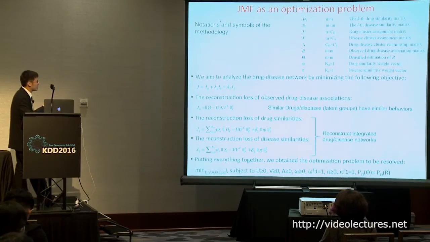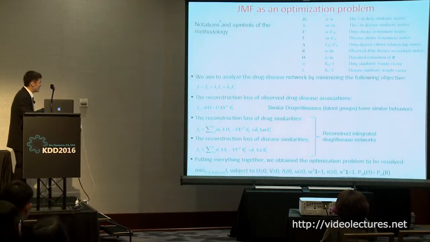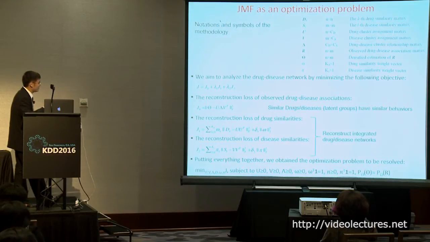Since UU transpose is the integrated drug similarity network, and D1 to D3, because I use the decay right here, to measure how far the different drug networks are from the integrated drug network. And we also have some equalizer, and the same thing for the disease similarity network. We use VV transpose as the integrated disease network, and S1 to S3 as the disease similarity networks.